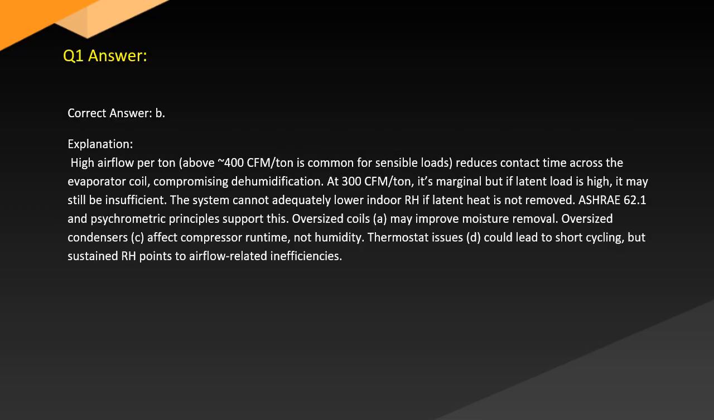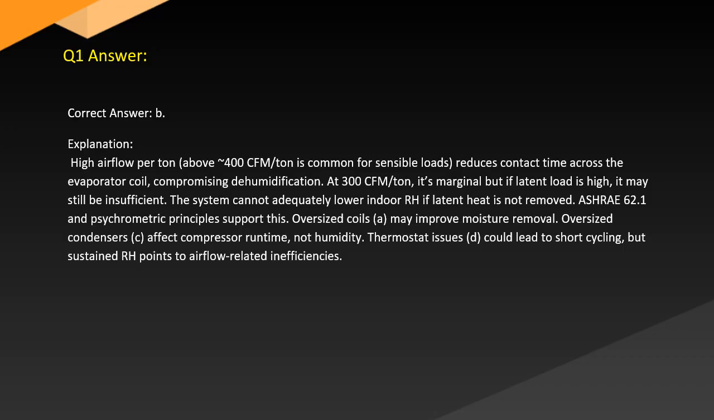Answer. Correct answer: B. Explanation. High airflow per ton, above 400 CFM per ton, is common for sensible loads and reduces contact time across the evaporator coil, compromising dehumidification. 300 CFM per ton is marginal, but if the latent load is high, it may still be insufficient. The system cannot adequately lower indoor RH if latent heat is not removed. ASHRAE 62.1 and psychrometric principles support this.